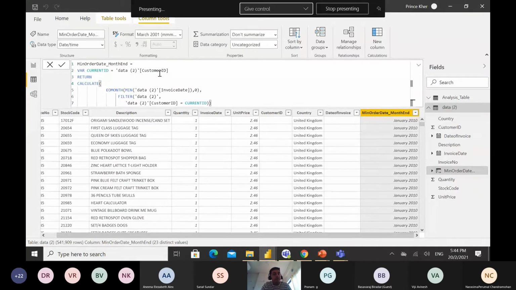Get that customer ID, put it into a variable, after which you go to the invoice data. What it's doing is subgrouping the whole data, filtering the data on the customer ID, and then finding the minimum invoice date of this data. This filter is filtering the whole data set on the basis of the customer ID, where current ID is this, finding the minimum invoice date out of that, and then I'm putting it to end of month so that I can do analysis on a monthly basis.